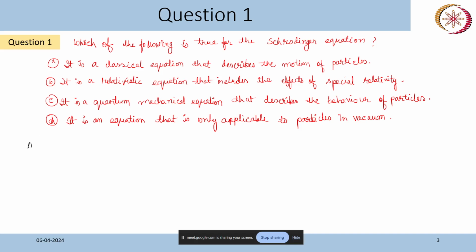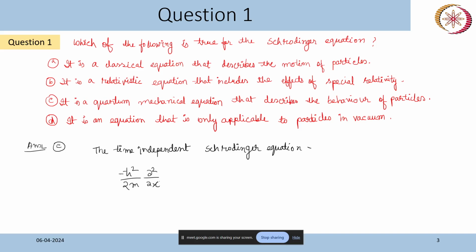So what will be the answer for this? The answer for this question is option C. It is a quantum mechanical equation that describes the behavior of particles. So the time independent Schrodinger equation is given as minus h bar square by twice m. If I write it only in one dimension, the wave function is position dependent, but I'm only considering the x direction, so that will be del 2 by del x2 psi x.